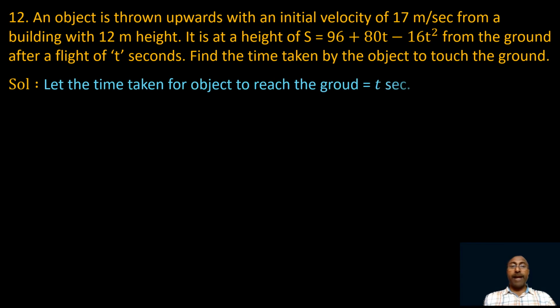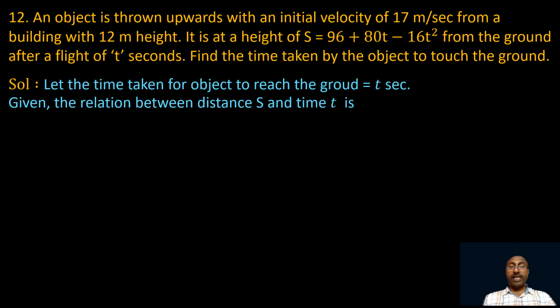So let the time taken for the object to reach the ground be t seconds. Given the relation between the distance s, the distance from the ground to the object, and time t, s equals minus 16t square plus 80t plus 96.